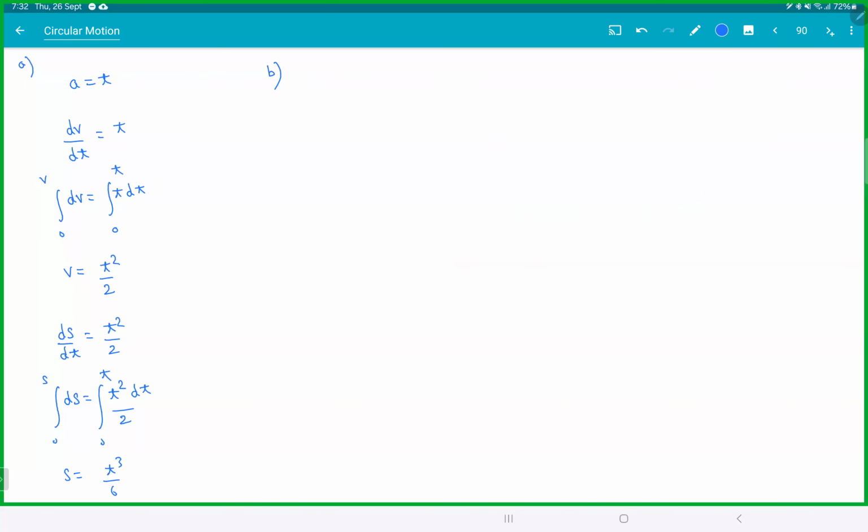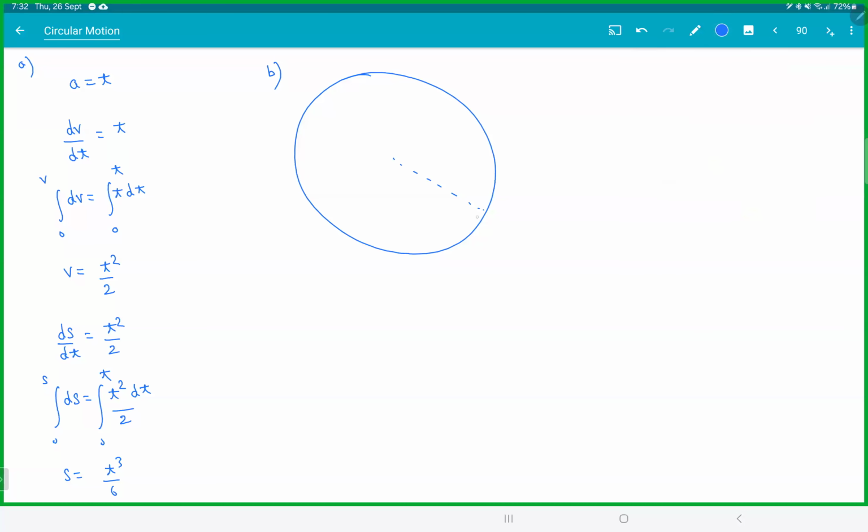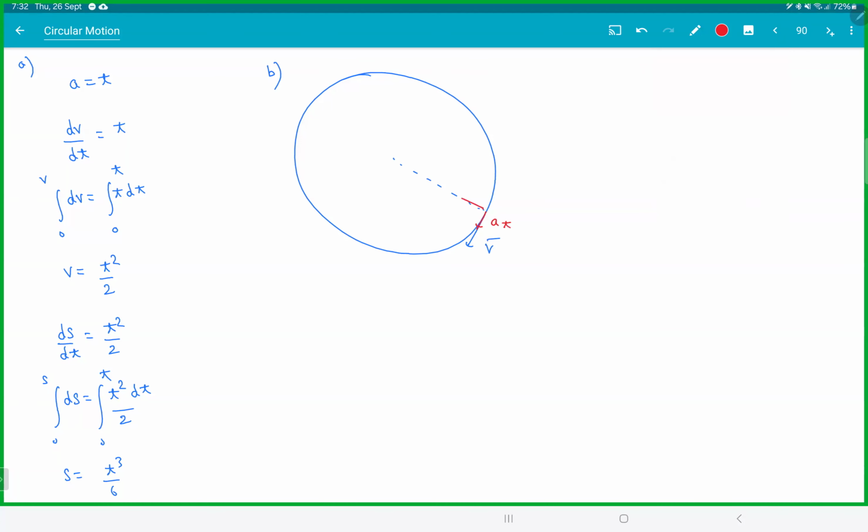Second part, what do you want? Angle between a net and v. So when you're going in a circle, somewhere here, this was your velocity. We are actually not interested in the velocity part. This was your a tangential. This was your a centripetal. This angle I'm asking. So tan theta is simply a centripetal by a tangential, but a centripetal is v square by r and a tangential is t. And what is v? v is t square by 2. So that becomes t power 4 by 4rt. That is t cube by 4r. That is your tan theta, everyone.